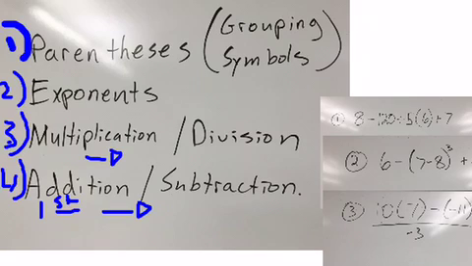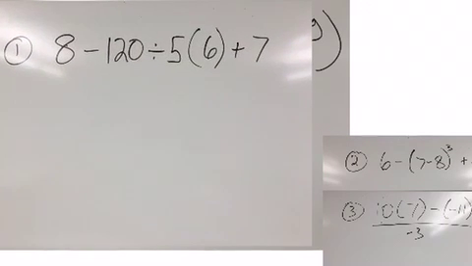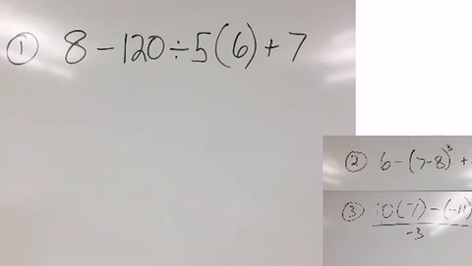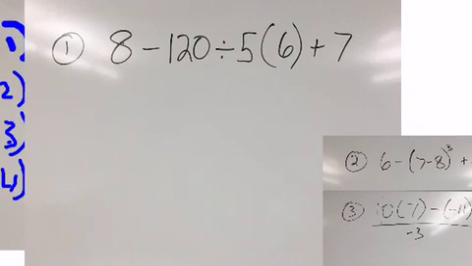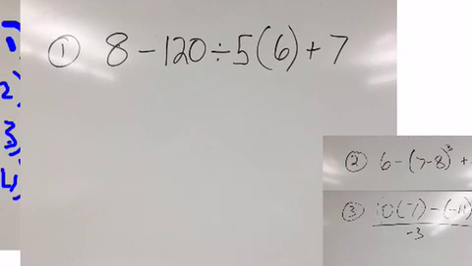So, let's go ahead and practice these. Let's start with the first example: 8 minus 120 divided by 5 times 6 plus 7. The first thing, do we have any parentheses? No, we don't have any parentheses. Do we have any exponents? No, we do not. So we look for any multiplication or division, whichever comes first, left to right. I have some division that comes first before that multiplication. So let's go ahead and do that.